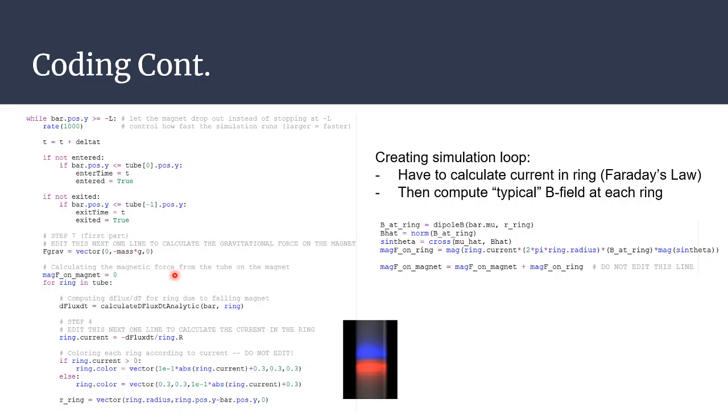And then I needed to calculate the magnetic force on the magnet. So I did that by running a loop for the rings in the tube and used the function from earlier for d flux dt, and was able to find rings that were blue and red like this. So I calculated the current in the ring using Faraday's law, and then computed the typical B field at each of the rings using the dipole function from earlier.